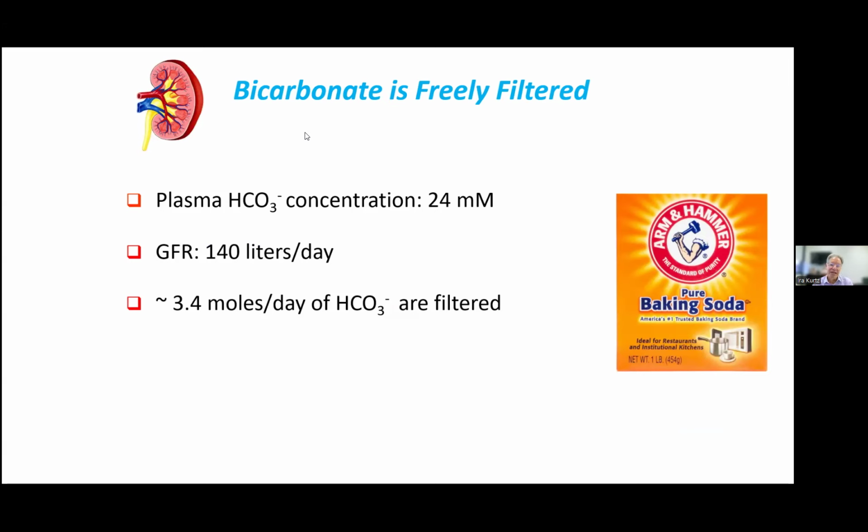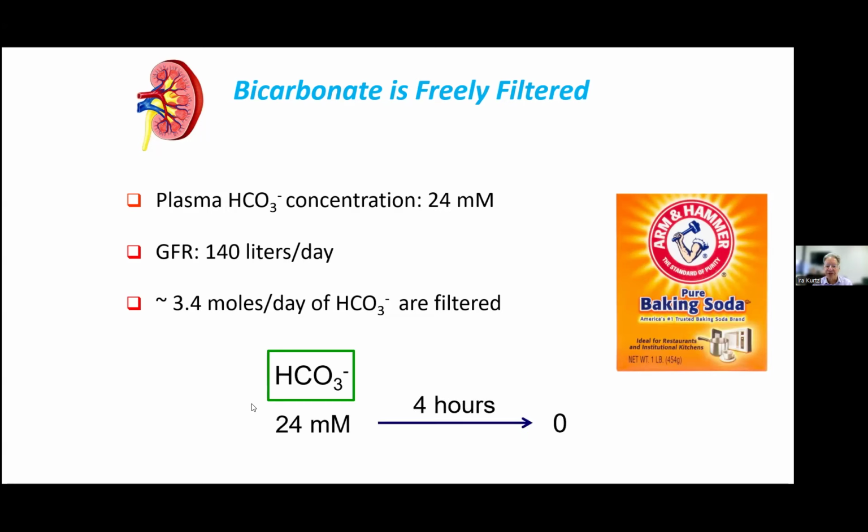The kidney and the body have a problem. If you think of the math here, in every liter of blood or plasma, there's 24 millimoles of bicarbonate, so the concentration is 24 millimolar. Assuming the GFR is about 140 liters a day, so we filter throughout all our nephrons about 140 liters of water a day. In each liter is 24 millimoles. That means we're filtering about 3.4 moles a day of bicarbonate. Huge amount. That's the amount of bicarbonate in a box of Arm & Hammer baking soda comes through all our glomeruli every day. And obviously, we're not excreting that in the urine.